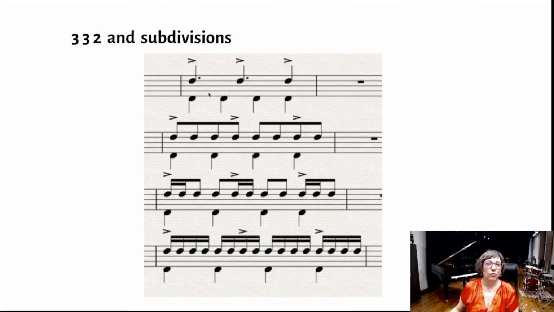So let's try first these short exercises where we do pure 3-3-2 and then we make subdivisions. Let's see the first example. 1, 2, 3, 4. Pa, pa, pa. Okay, if this is okay, let's go to the second one. 1, 2, 3, 4. Yes, and let's go to the third one. 1, 2, 3, 4.